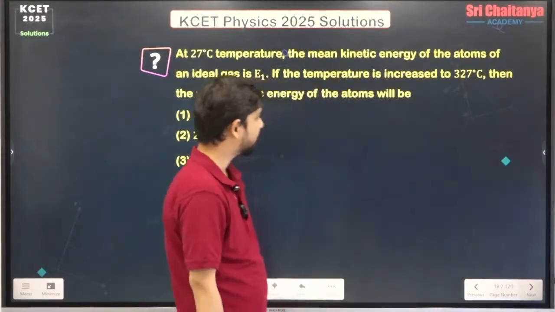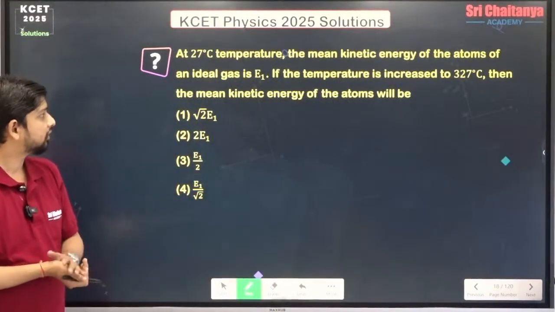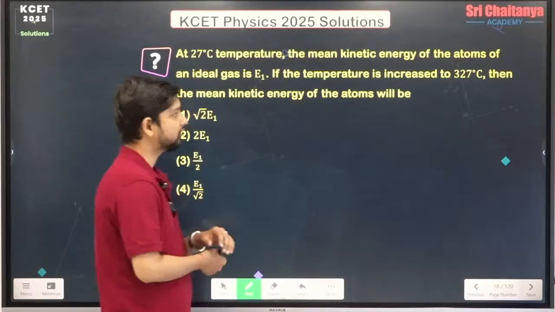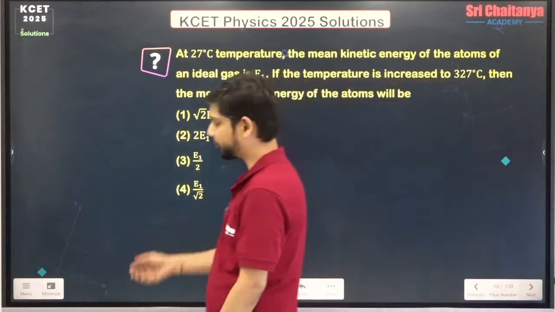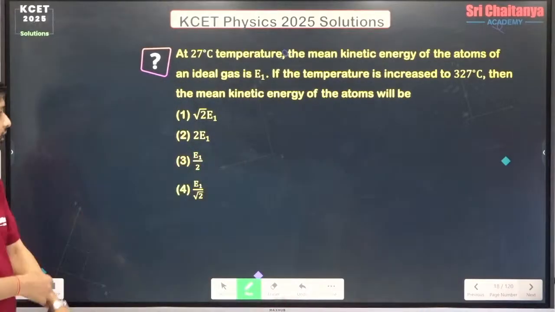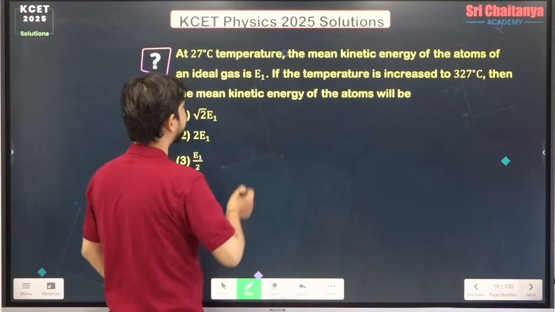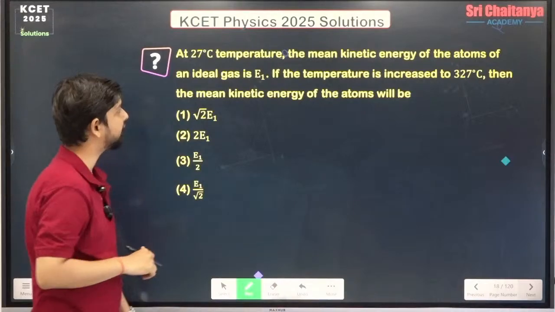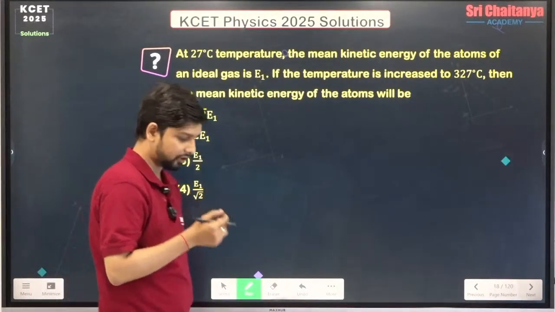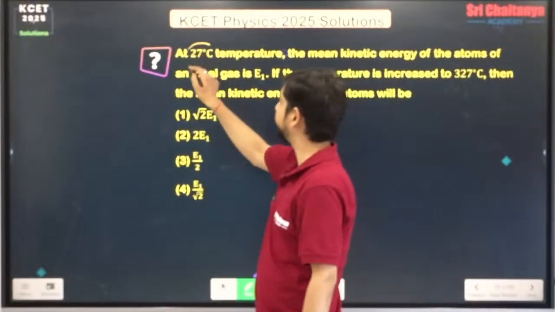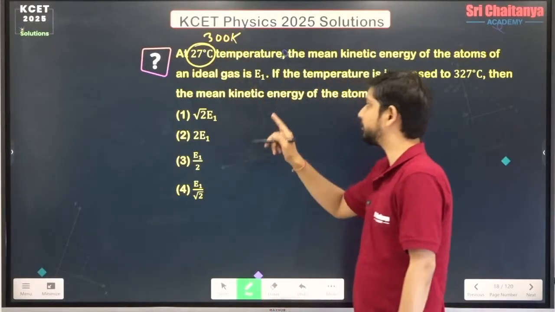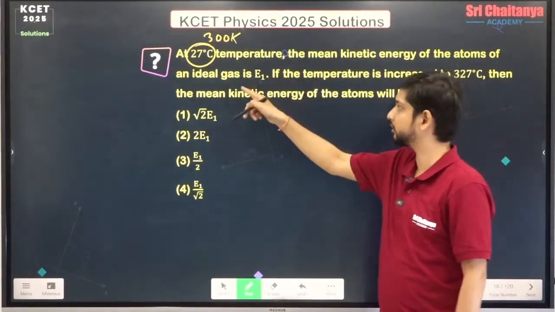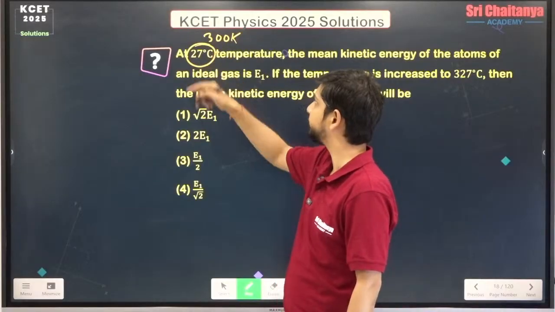Okay, now check out this question. This question looks very calculated, but it is very easy. It is just an equation that we need to understand. It is given that at 27 degrees centigrade temperature, the mean kinetic energy of the atom in an ideal gas is E1. As we are using ideal gas, we have to use the Kelvin scale. So first we are going to change this temperature into Kelvin scale, so that is going to be 300 Kelvin. I guess you know how to convert Celsius into Kelvin. You just need to add 273 to the degrees centigrade to change it into Kelvin.